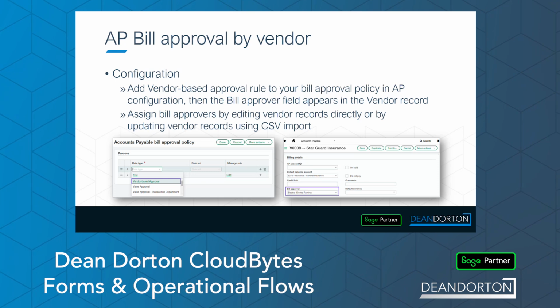And to make it easy for you, you can do it one by one on the vendor records directly, or you can update vendor records using a CSV import. So you don't have to tag them all. If you've got thousands of vendors, you can do it via CSV import spreadsheet and assign a bill approver to the vendors.